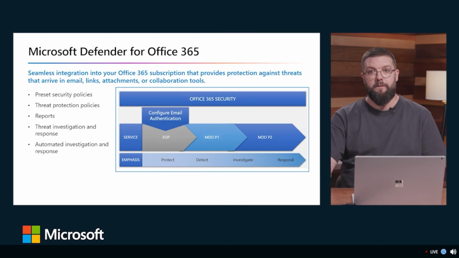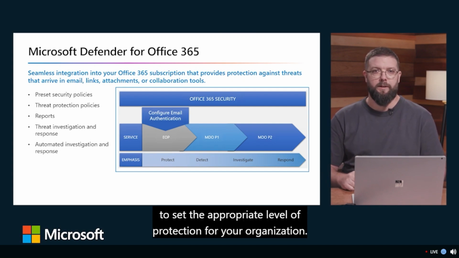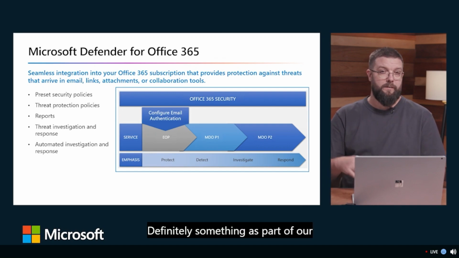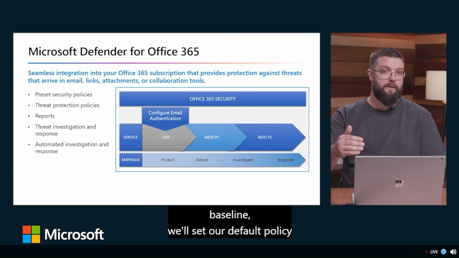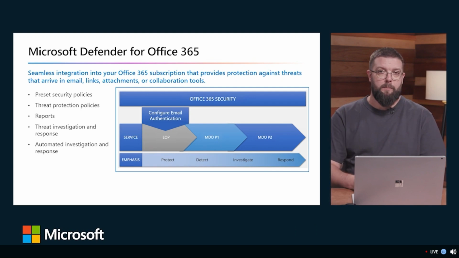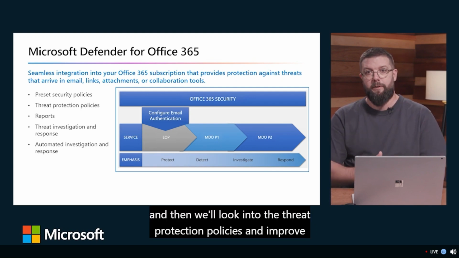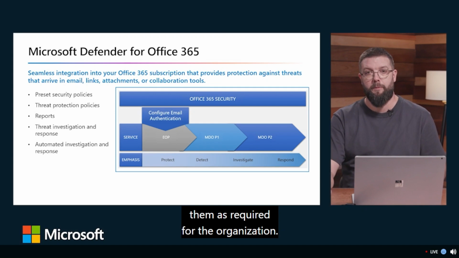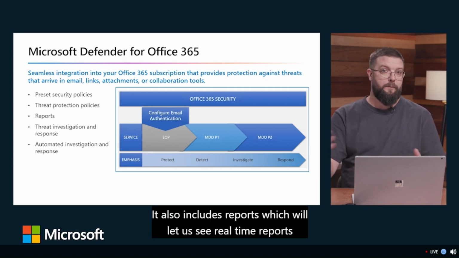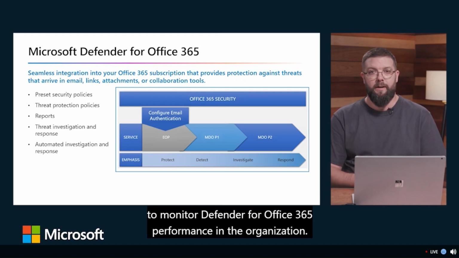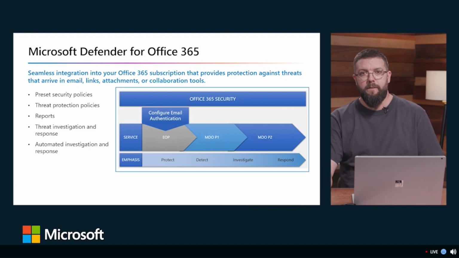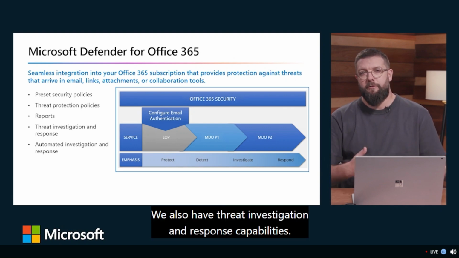Threat protection policies. So defining threat protection policies to set the appropriate level of protection for your organization. So definitely something as part of our baseline, we'll set our default policy, and then we'll look into the threat protection policies and improve them as required for the organization. And it also includes reports, which will let us see real-time reports to monitor Defender for Office 365 performance in the organization.